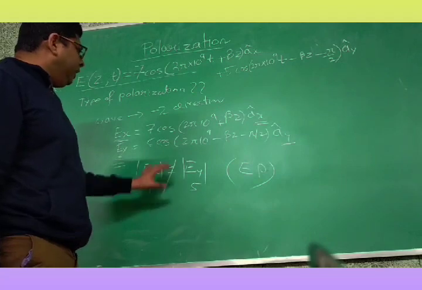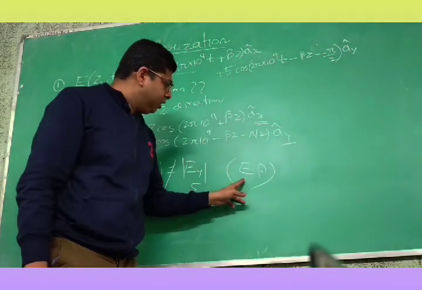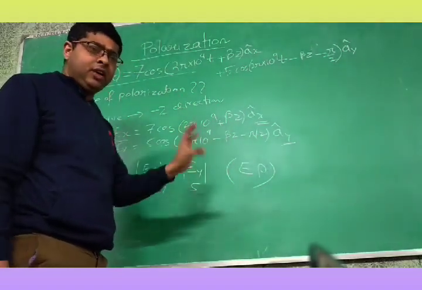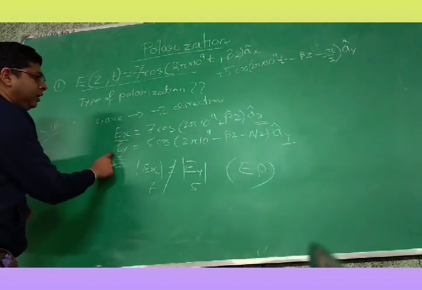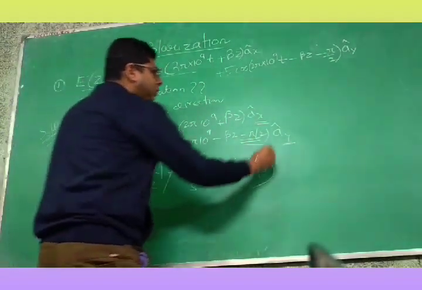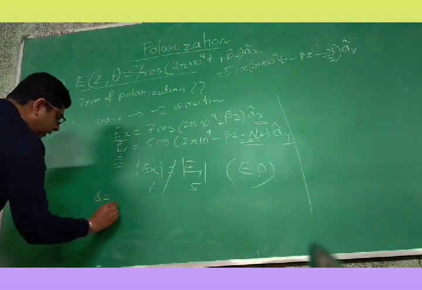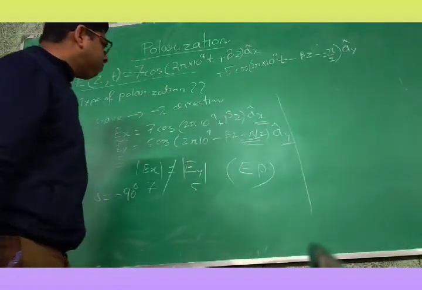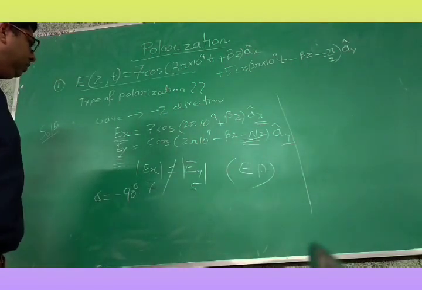Now we need to predict whether this is left-handed or right-handed elliptical polarization. We need to see the direction now. For that, you can see that between the x component and the y component there is a difference in angle. How much is that? 90 degrees. So let us write it here: delta, the angle between x and y, is minus 90 degrees. This is minus.